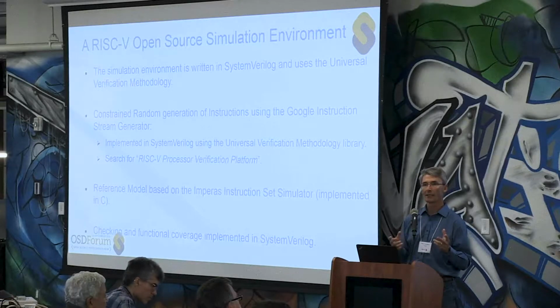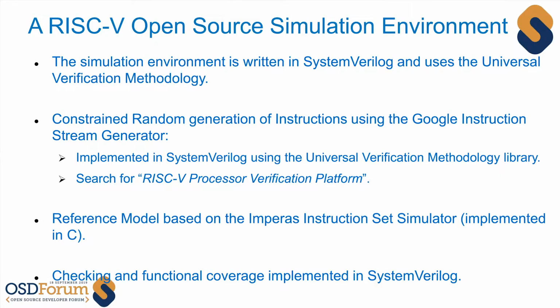If you want to know more about this, and everyone gets excited because it's got the Google name on it, just cut and paste "RISC-V processor verification platform" into your Google search bar. You'll find way more information than you want, and one of those links will point you to the source code on GitHub. We'll need an instruction set simulator as a reference model. A company called Imperas has made one of these available. It's written in C, and it's open source. Last but not least, you need checking and functional coverage. This should also be written in SystemVerilog.